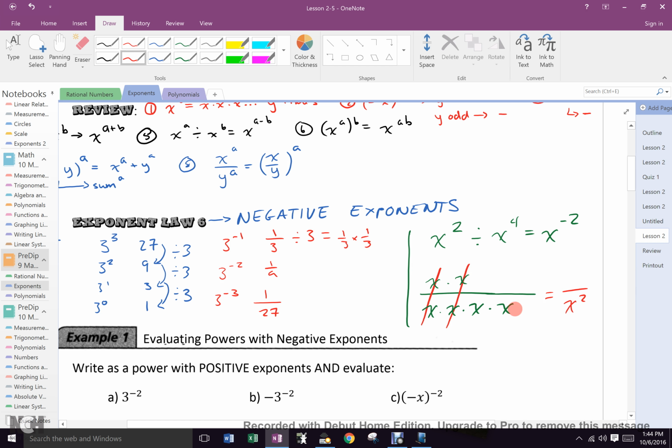X squared in the denominator, yes? What's up top? No, because 0 divided by anything is 0. This is something. So what has to be there? 1. So x to the negative 2 is the same as 1 over x squared. Just like, what's the denominator? Don't write this down. What's the denominator here? 1. Always.